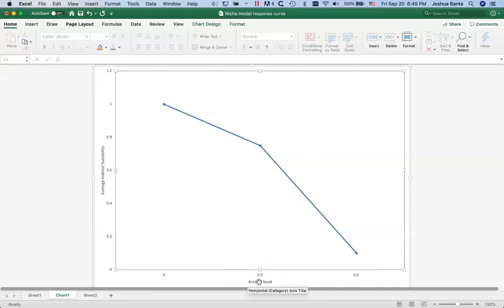So if temperature loaded negatively on PC3, I would say, as temperature increases, habitat suitability increases. Temperature increases this way. High values of temperature over here, habitat suitability is high. At low values of temperature over here, habitat suitability is low.